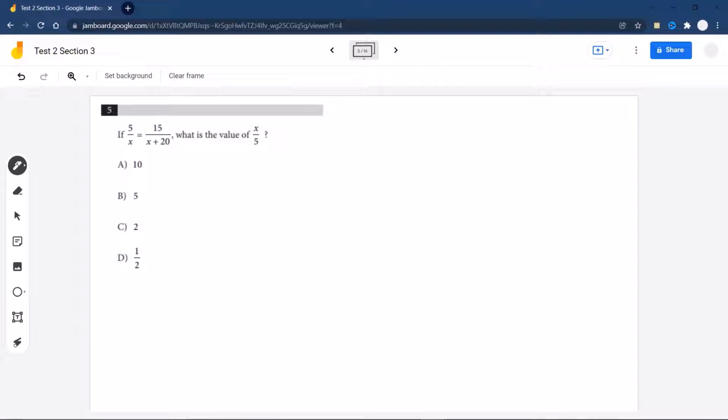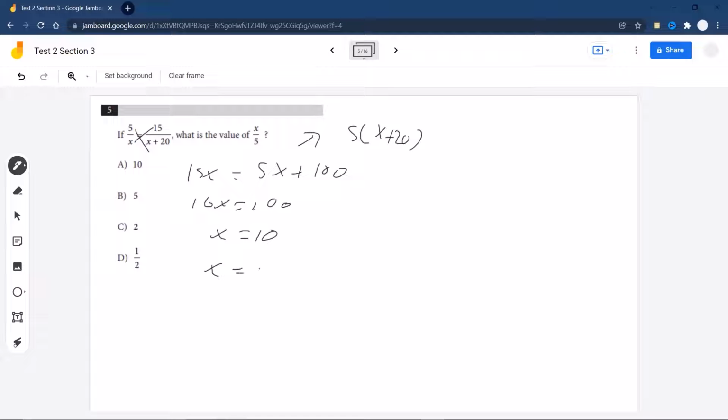We want to find the value of X over 5. Okay. The first thing we have to do is isolate X by cross multiplying. 15X equals 5X plus 100. This is just a distribution of 5 times X plus 20. From there we can solve for X. 10X equals 100. X is equal to 10. Therefore, X is equal to 10, so 10 divided by 5 is 2. C is the correct answer.